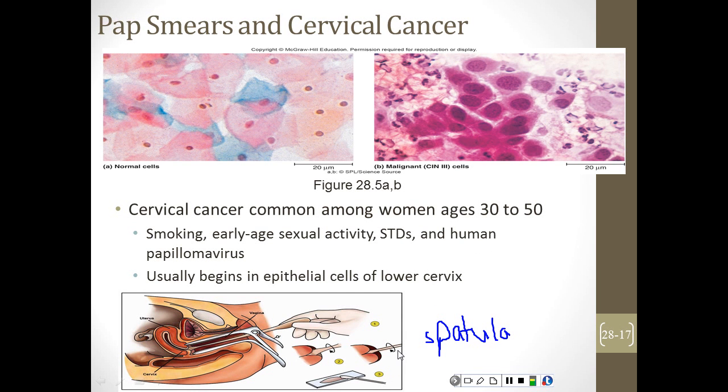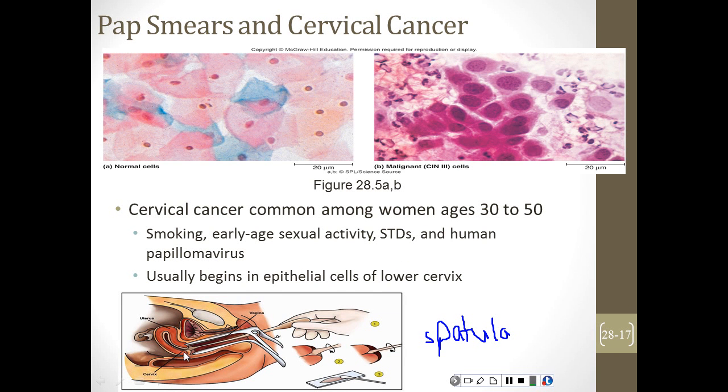So with cervical cancer, which is very common among women between ages 30 to 50, some cases that increase your chance of cervical cancer are smoking, STDs, early age sexual activity, and the HPV virus, the human papilloma virus. Okay, that should be 2 words, sorry. Okay, and it usually begins in the epithelial cells of the lower cervix.